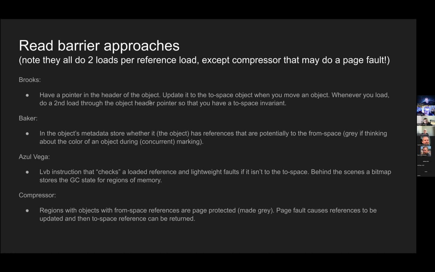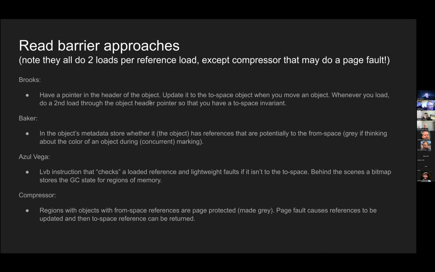With Baker, you have a reference that you want to load, and the object itself has some metadata saying, can I trust this reference to be a to space pointer? If it's not, you set some metadata in the object header. So when you load the reference, you have to load the metadata and do a metadata check, and if the metadata is bad, then you do extra work and turn your from space pointer into a to space pointer.